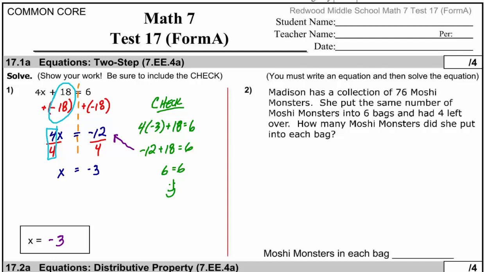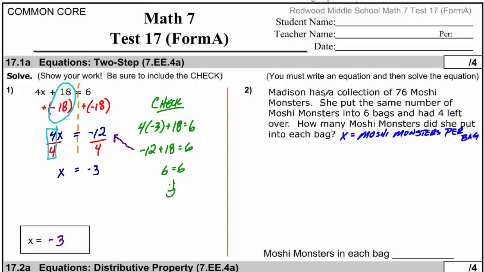So we need a variable in this problem. And the variable x will be Moshi monsters per bag. If you didn't write down a variable, if you didn't define it, take your red pen and define it now. Go ahead and write in that. x equals Moshi monsters per bag.